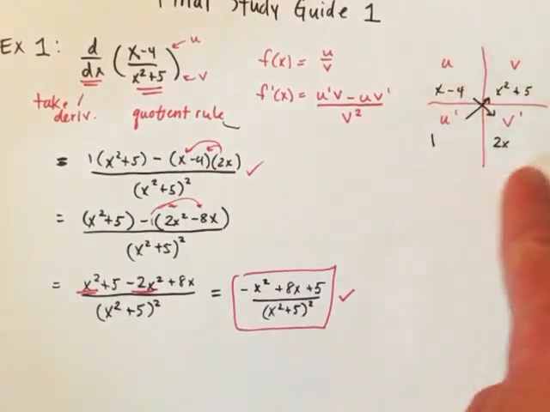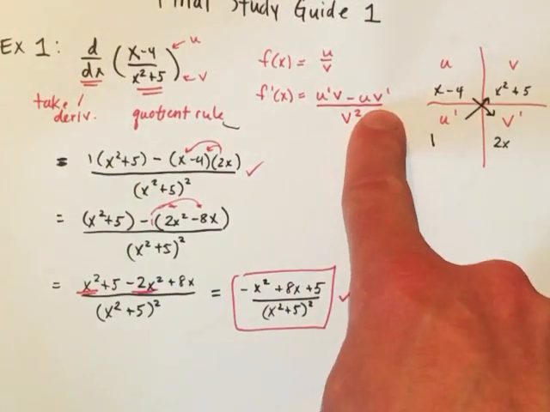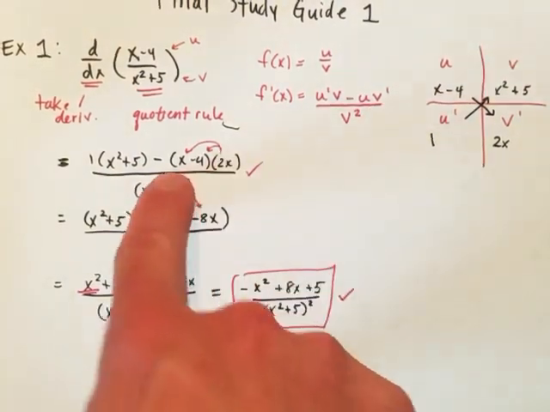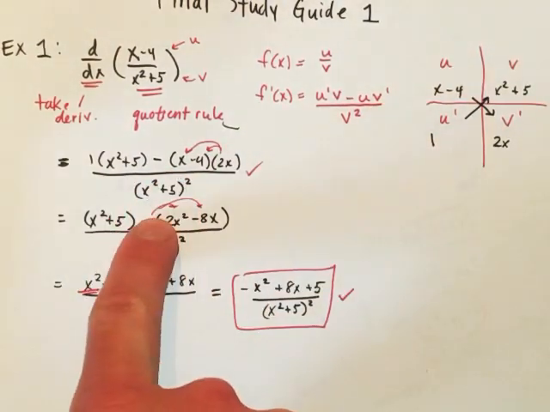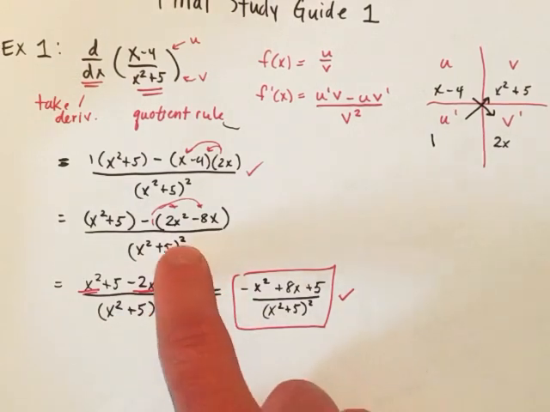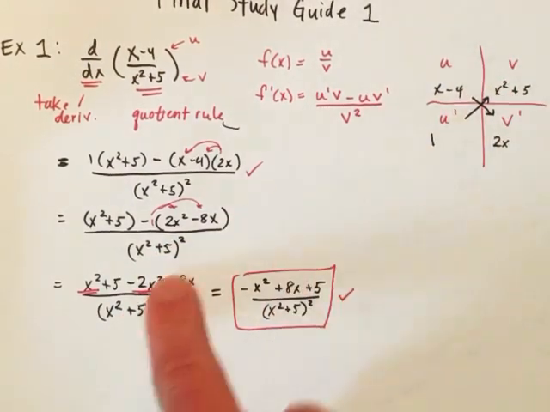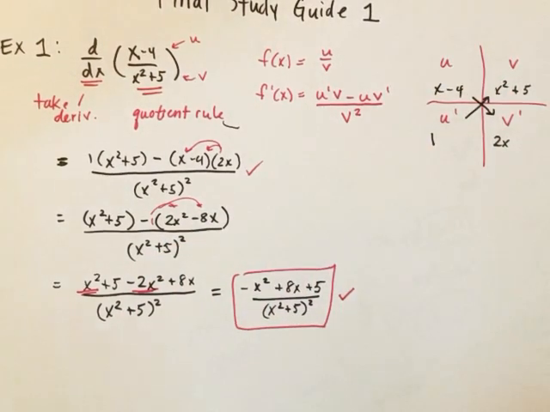Remember to use your chart to put it in a very specific order. Common mistakes are missing the minus sign, or not distributing the minus sign, or forgetting to square the bottom. Okay, so just check that to make sure you got it.